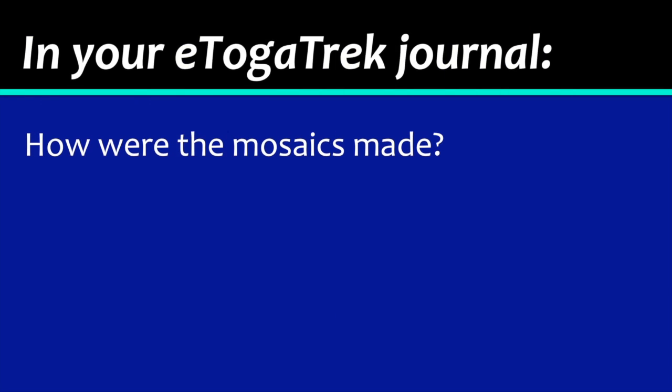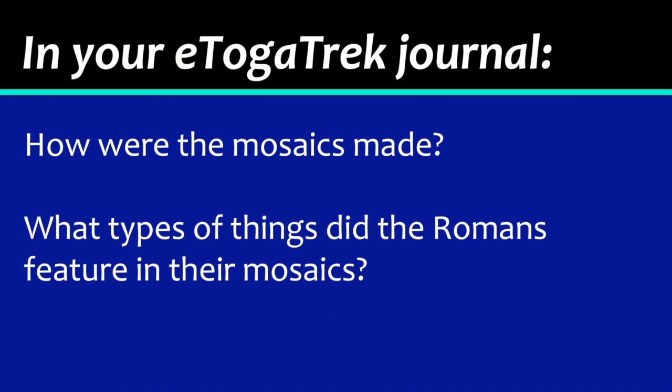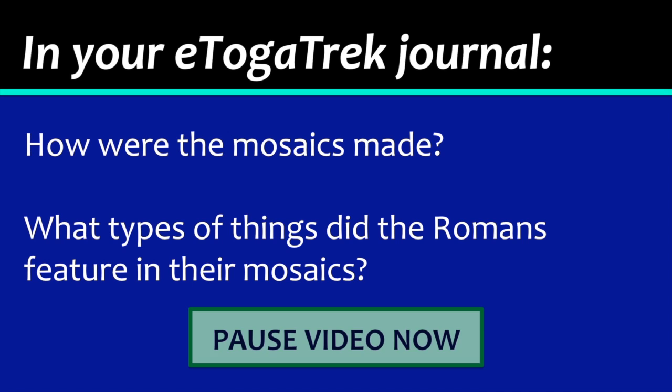Now that you've seen 4 mosaics from ancient Rome, think about what you notice in each of these mosaics. Can you tell how the mosaics were made? What types of things did the Romans feature in their art? Use your eTogaTrek journal to write down a few ideas and things that you've noticed about mosaics in ancient Rome. Pause the video now to write down your ideas.